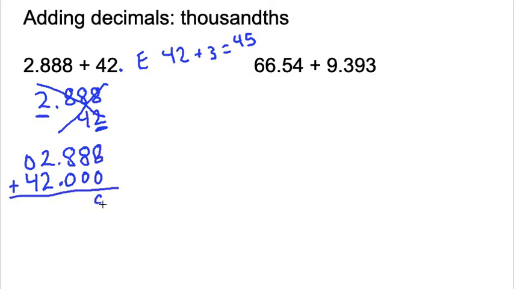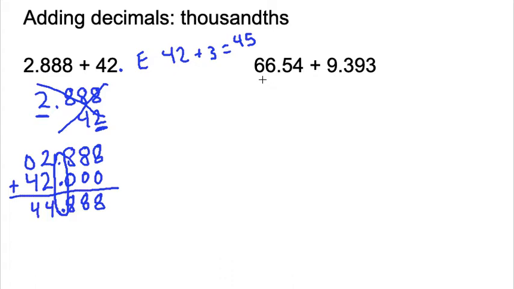8 plus 0 is just 8. Again, 8 and 8. The decimal just drops straight down, and we end up with 4 and 4. So 44 and 88 thousandths, which is really close to 45, which is what we had estimated. Again, lining up the decimals is very important, and that's something you do when you are adding decimal numbers.